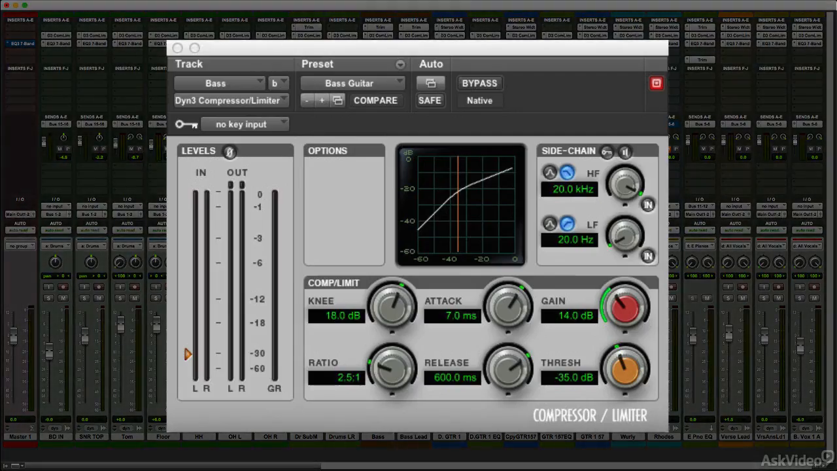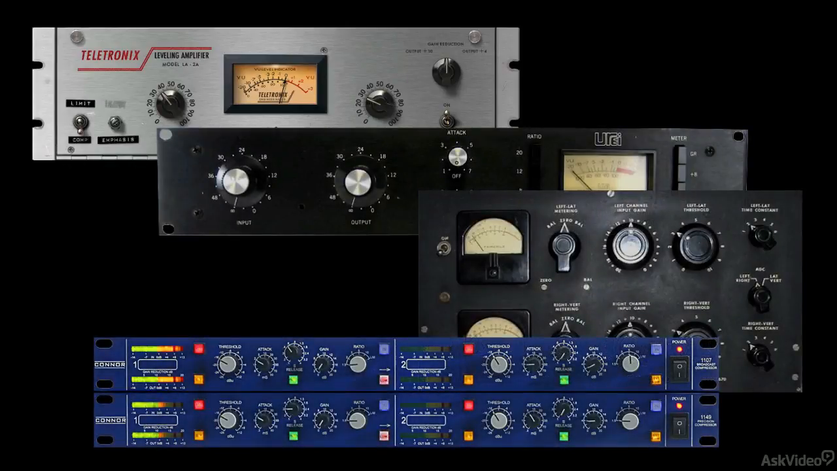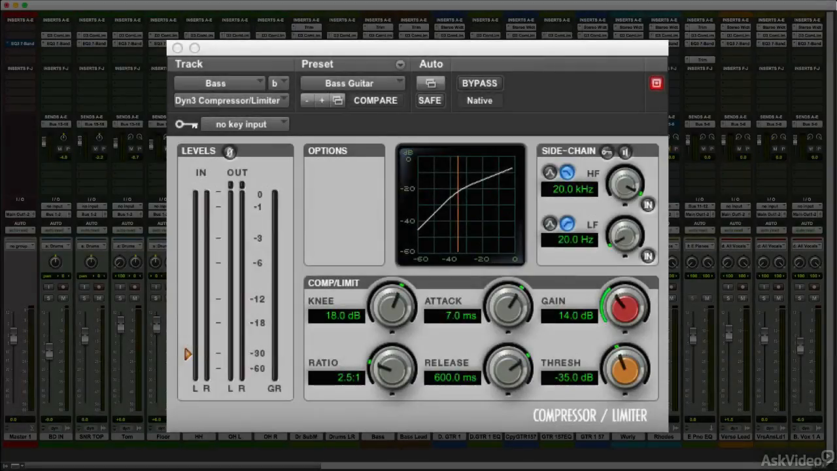Compression is one of the most widely used types of processing in audio production. It has applications in everything from recording, to mixing, to mastering, to broadcast. But compression is also one of the more difficult processes to really master.